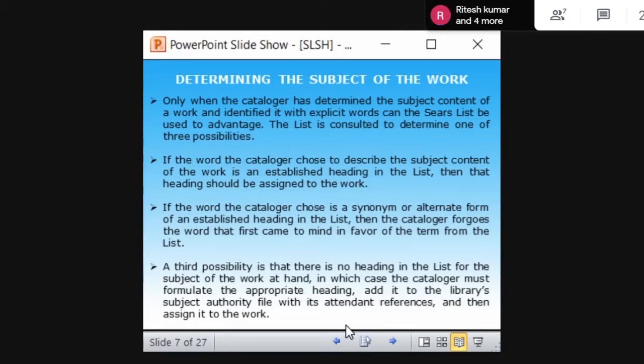So the first step is to determine the aboutness, right? The second step, after determining the aboutness, is to use the list of subject headings to our advantage. If the word the cataloger chose to describe the subject content of the work is an established heading in the list, then you can use it automatically. The list gives you an authoritative, that is authorized, predefined list. For library users, use "users". Don't use clientele or patron.